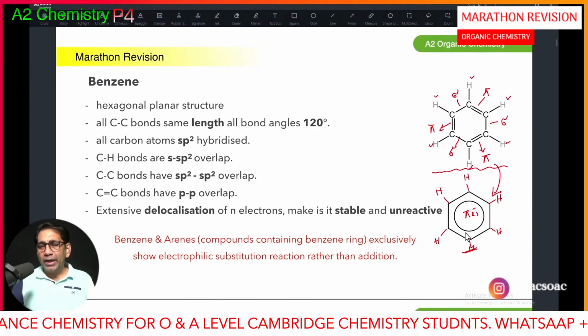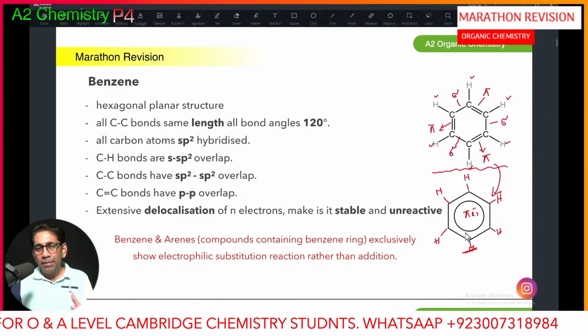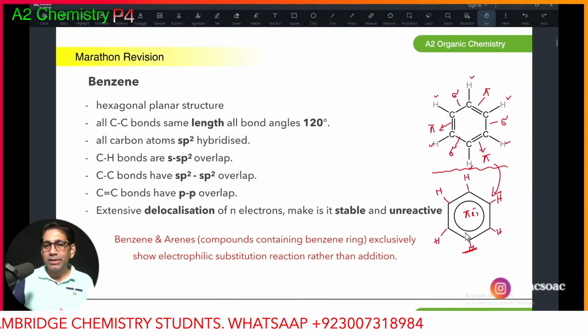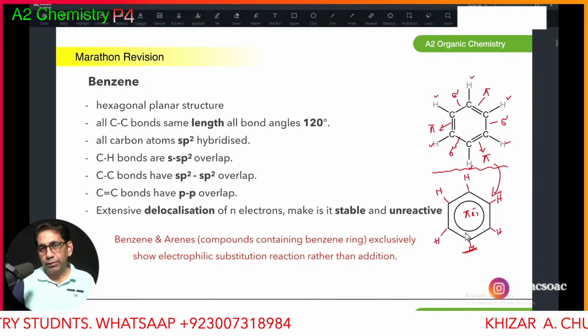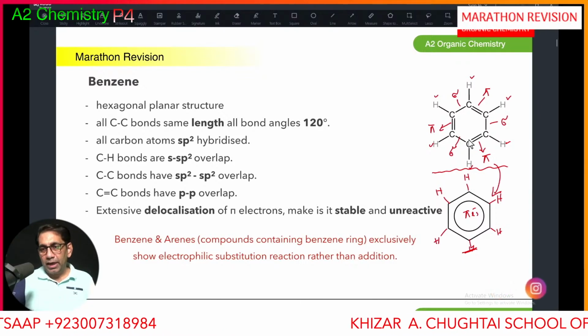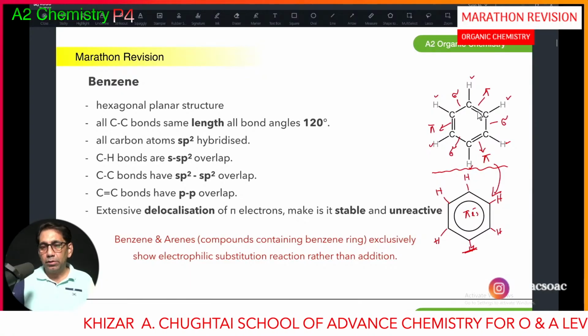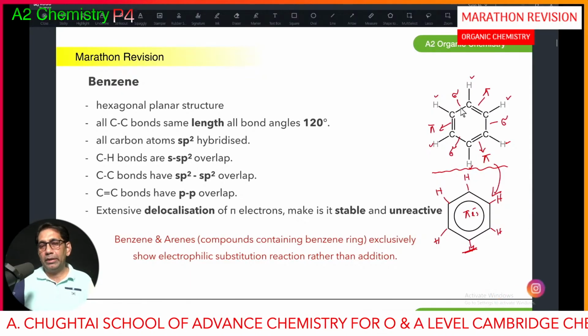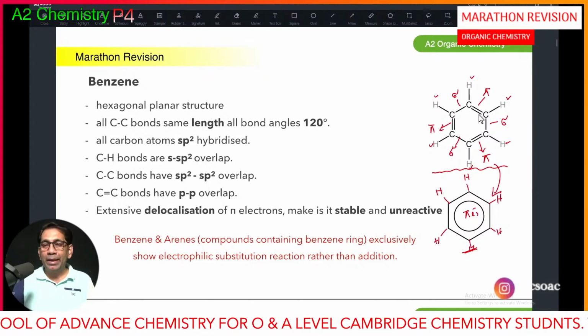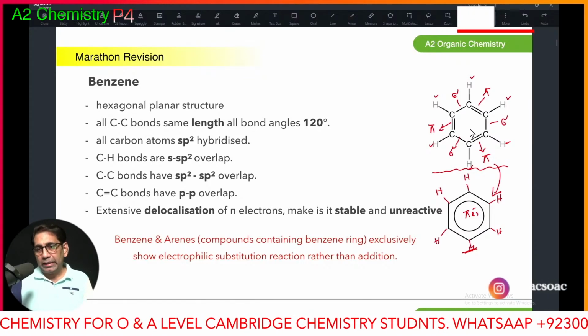As far as the nomenclature is concerned, benzene is a naturally occurring compound. But this one, having alternating double and single bonds, double, single, double, single, double, single, is in fact not benzene.